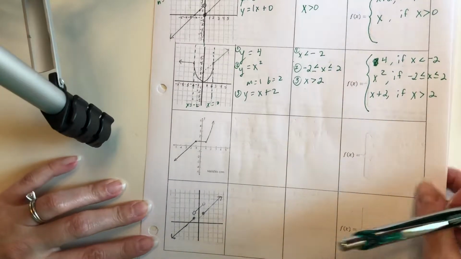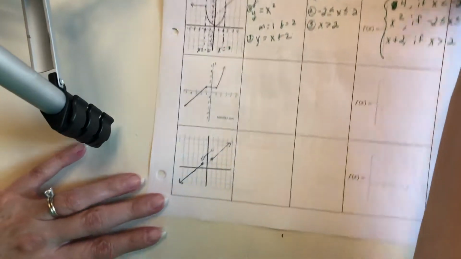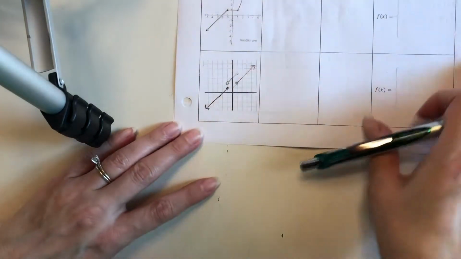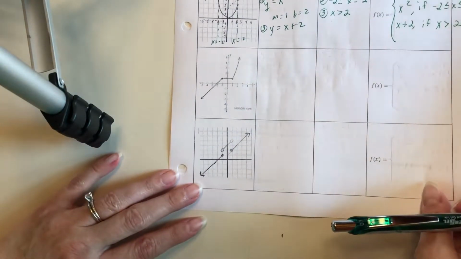It's such a pretty day. I've got the window open, so you're hearing a lot of cars go by on the road because it's close to the road. All right, graph 3.